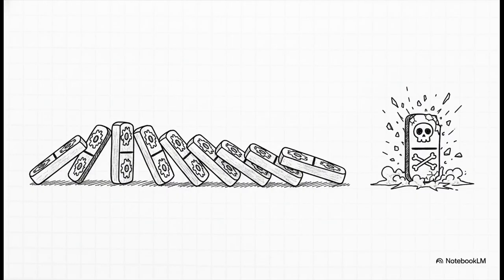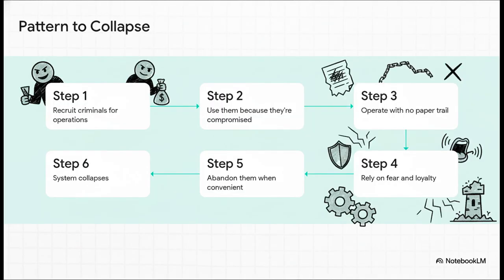Now, the blog post starts to build its case even further. It's not just about connecting two people anymore. Now, it's trying to lay out this identical pattern, a sequence of events that it claims will lead to a very specific and predictable outcome. So check out how they structure this argument. The blog lays out a step-by-step pattern. You start by recruiting criminals, you use them, you operate in the shadows, and it all ends, supposedly, when you abandon them and the whole system just collapses.